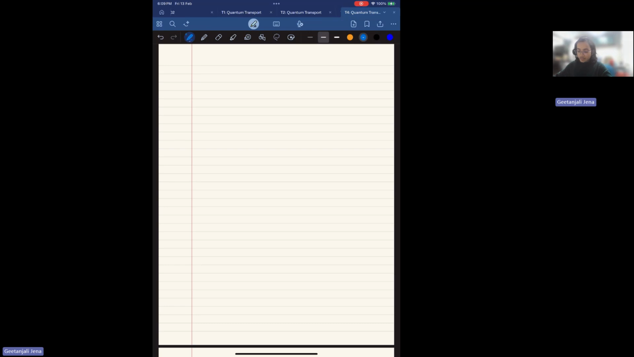To start with, if you recall, for a free electron in a two-dimensional material, we can write the energy as h cut square k square by 2m. K will be, for 2D, kx square plus ky square. Or if you consider 3D, you can add kz square.